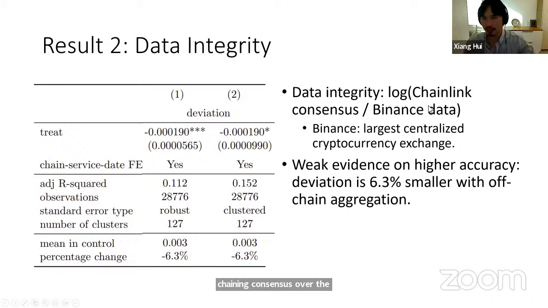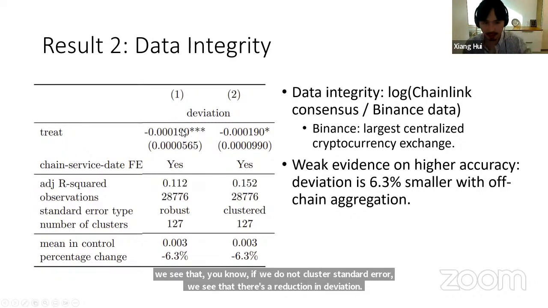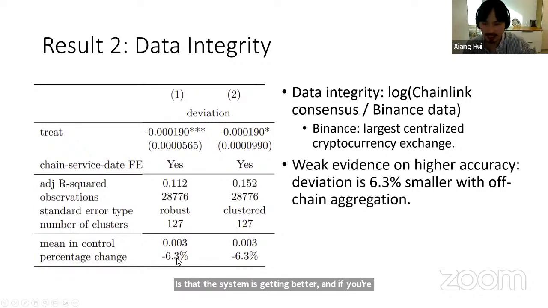So think about this as percentage deviation of the Chainlink consensus with respect to Binance. If we do not cluster standard errors, we see a reduction in deviation, meaning that the system is getting better. If you benchmark that with the average, then we have a 6.3% smaller deviation. Now, in the second column, if you do cluster standard errors properly, then you lose statistical significance. So it's only significant at the 10% level.